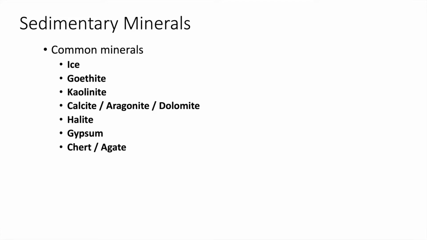So we'll be going through ice, goethite, kaolinite, calcite, aragonite, and dolomite. You'll see why I've grouped those together. Halite, gypsum, and then chert and agate.